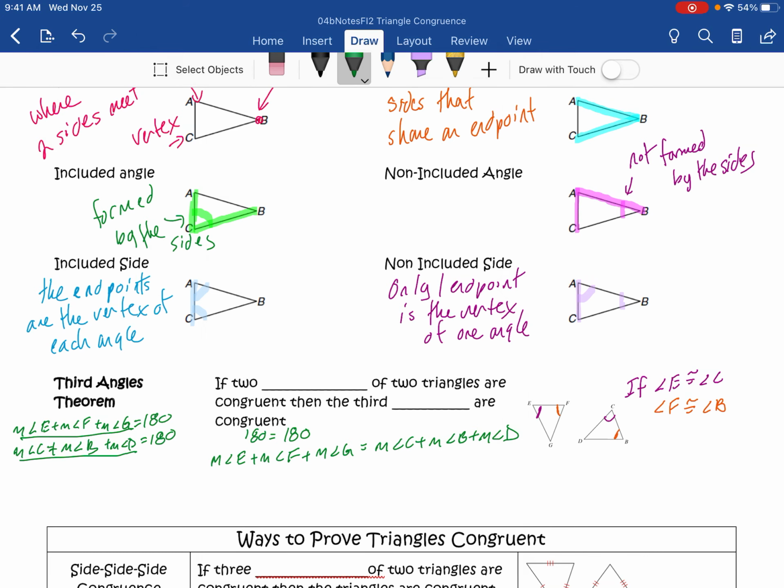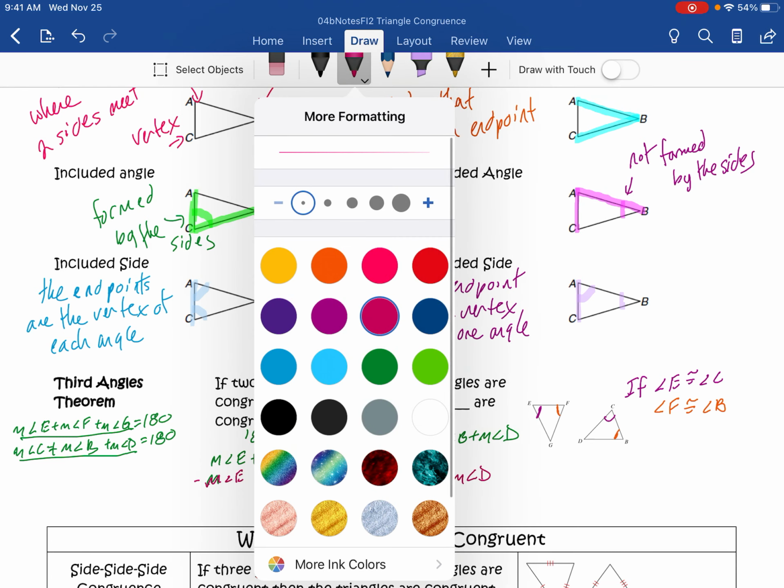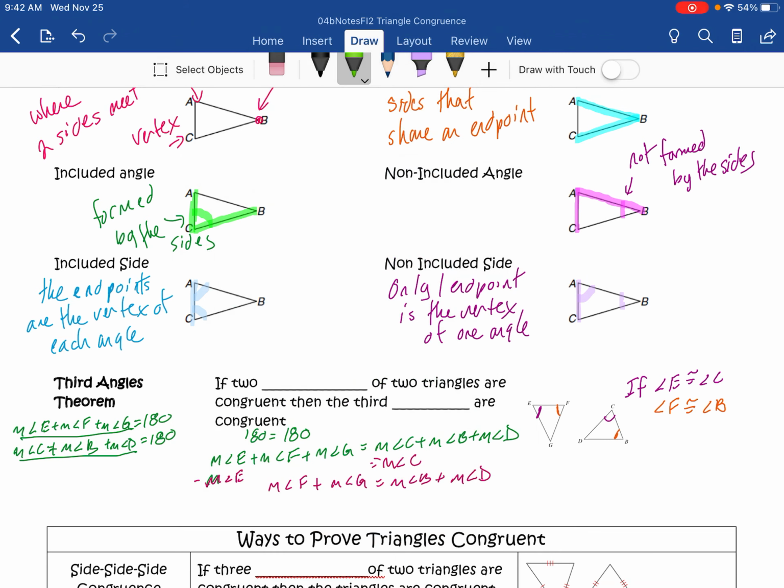Okay? So if that's true, well, I also have other pieces of information. I know that the measure of angle E is equal to the measure of angle C. So I can actually subtract those from each side. So that means the measure of angle F plus the measure of angle G is equal to the measure of angle B plus the measure of angle D. And then the next thing we know is F is congruent to B, so I know that the measure of angle F is equal to the measure of angle B, so I can actually subtract those from each side.